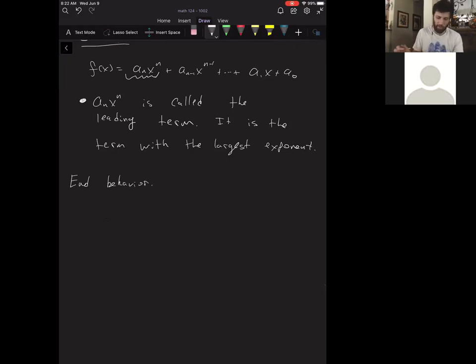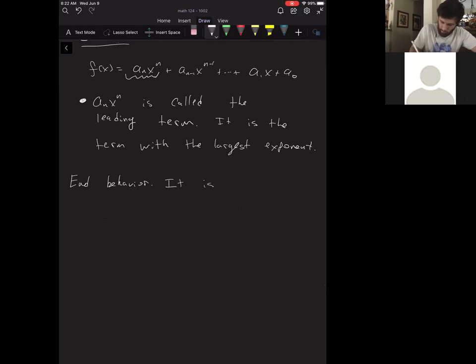And what is end behavior? It's what the graph does for really big x values and really small x values. Sorry, I guess really positive x values and really negative x values. So it's basically what the graph does at the end. It's probably better to draw a picture, but let's just write this down.